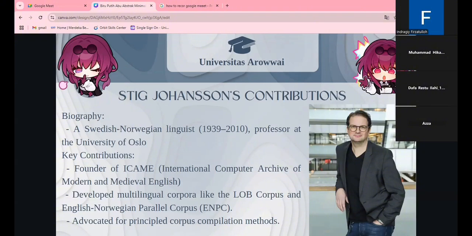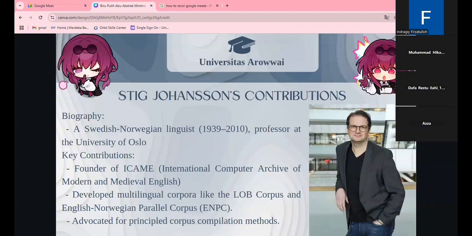Now, let's talk about Stig Johansson, a Swedish Norwegian linguist who made significant contribution to the field of corpus-based linguistics. Born in 1939, he served as a professor at the University of Oslo until his passing in 2010. Johansson was a pioneer in the field. He founded ICAME, the International Computer Archive of Modern and Medieval English, which remains a key resource for linguists worldwide. He also developed influential multilingual corpora like the LOB corpus and the English-Norwegian Parallel Corpus, or ENPC.